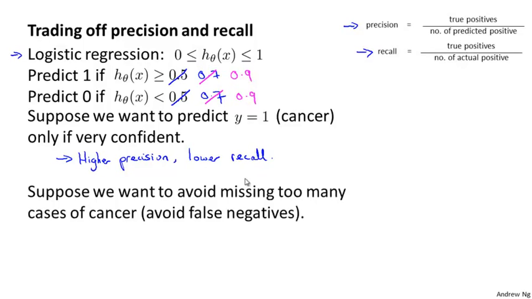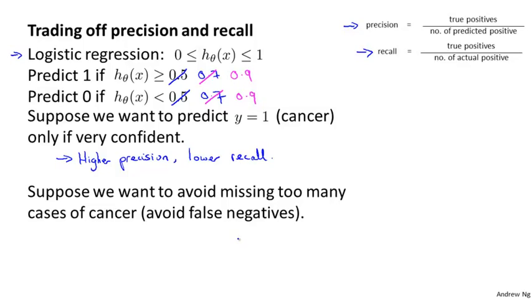Now consider a different example. Suppose we want to avoid missing too many actual cases of cancer, so we want to avoid false negatives. In particular, if a patient actually has cancer, but we fail to tell them that they have cancer, then that could be really bad, because if we tell a patient that they don't have cancer, then they're not going to go for treatment. And if it turns out that they have cancer, but we fail to tell them, well, they may not get treated at all, and so that would be a really bad outcome. They would just die because we told them they don't have cancer, they failed to get treated, but it turns out they actually have cancer.